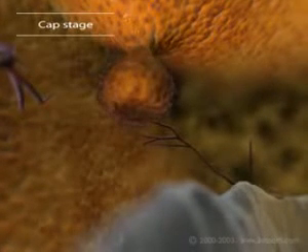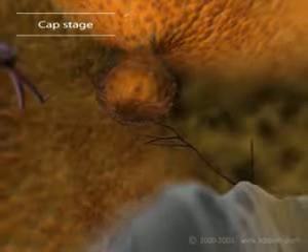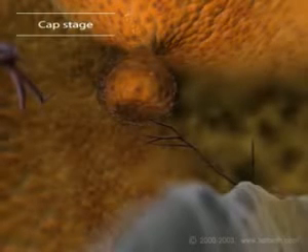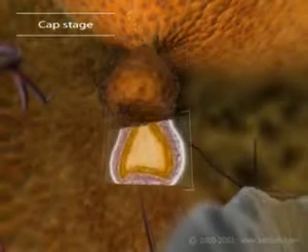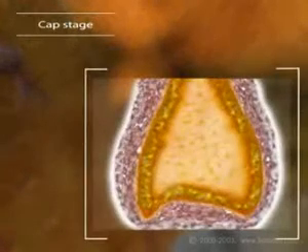The epithelial cells haven't changed much, but as the bud grows, it starts to bend into a dome in response to pressure from the blood vessels, and the mesenchymal cells underneath condense. At this point, we can already identify the cells that will form the tissues of the mature tooth.